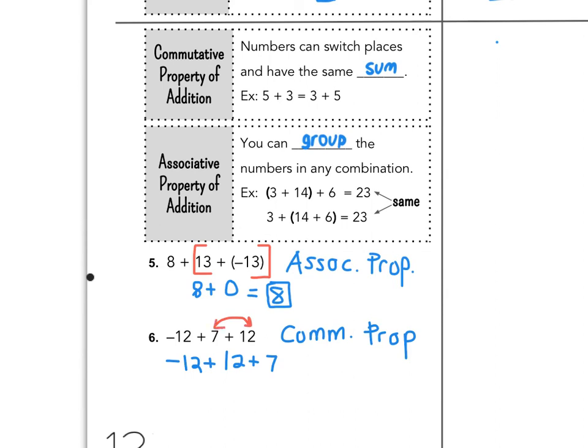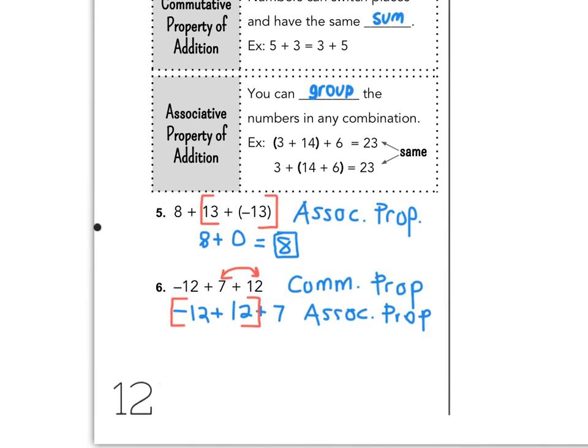so that the 12 could be close to its opposite. All right, and now look, we can group, just like the associative property says we can group the 2 opposite numbers together. So we're going to write associative at the side, okay, and then we're going to solve it. So we know that -12 plus 12, well, that's 0, and then 0 plus 7 is 7. So let's write that in there, 0 plus 7, that's going to equal 7.